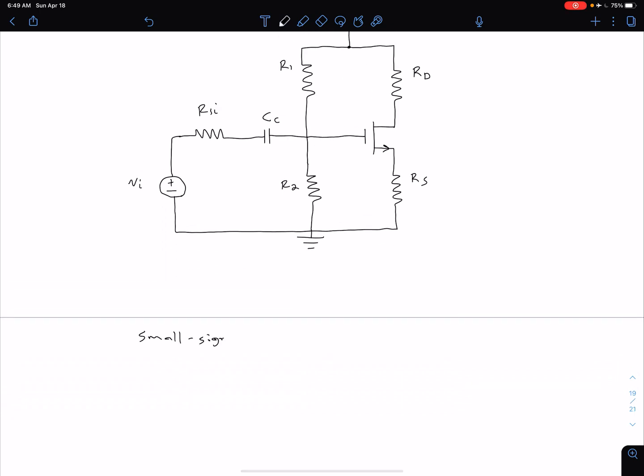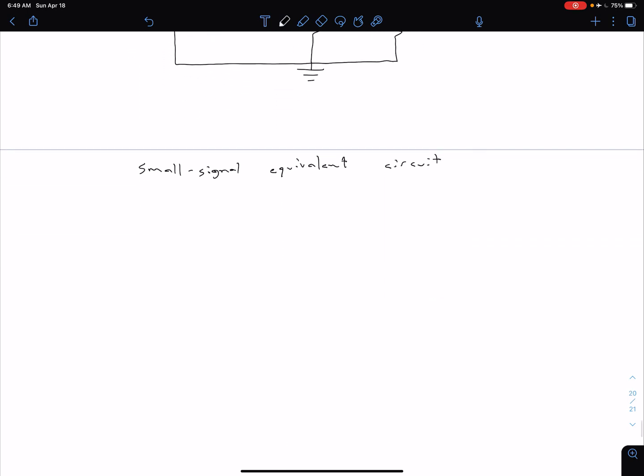Small signal equivalent circuit. It might be a good idea to pause the video and try to draw this by yourself first, just to get some practice with drawing our small signal equivalent circuit. As always, we're going to start by drawing our gate, drain, and source terminals. Let's go ahead and label those: gate, drain, and source. Between our gate and our source, remember we don't have any connection, so we're just going to call that voltage VGS across that open circuit.